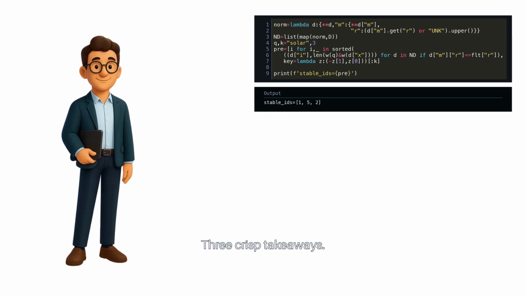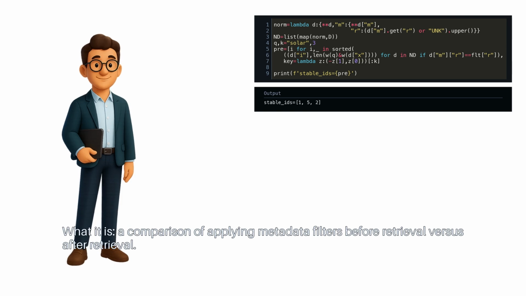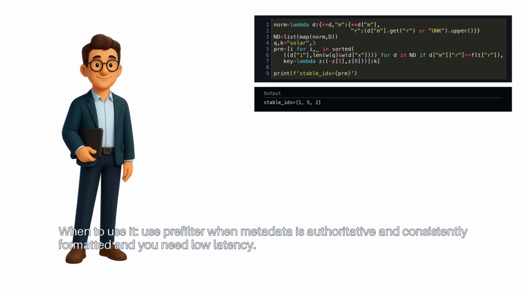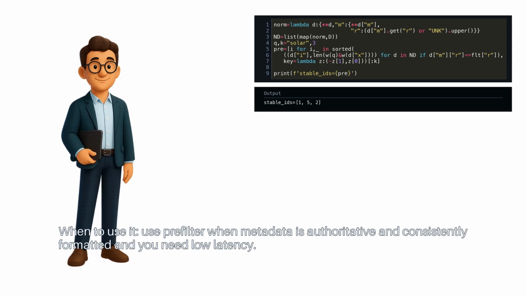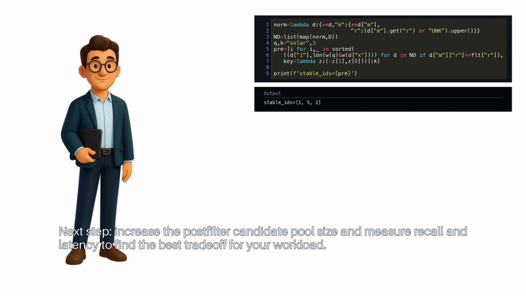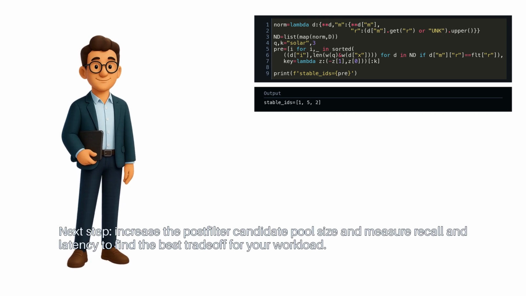Three crisp takeaways. What it is: a comparison of applying metadata filters before retrieval versus after retrieval. When to use it: use pre-filter when metadata is authoritative and consistently formatted, and you need low latency. One caveat: if metadata is inconsistent or your top K is small, pre-filter can silently lose relevant documents. Next step: increase the post-filter candidate pool size and measure recall and latency to find the best trade-off for your workload.